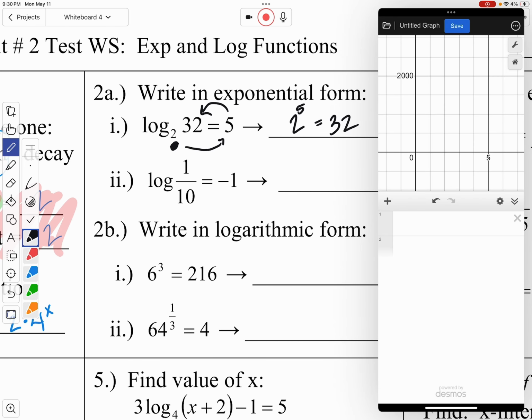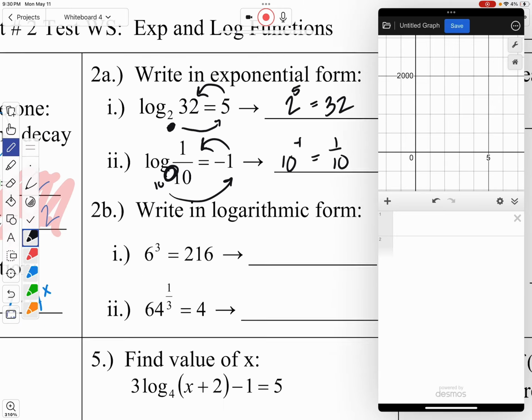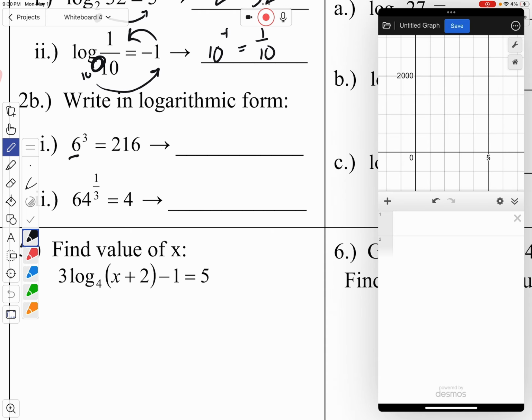Again, here, I don't see a base, so it's an automatic 10. So we start with the base under and then over. So 10 to the -1 is equal to 1 over 10. And then vice versa. You start with your base. So this one you have to have a log because it says write in log. So we're going to start with our base, and then it is under and over. So log base 6 of 216 is equal to 3.